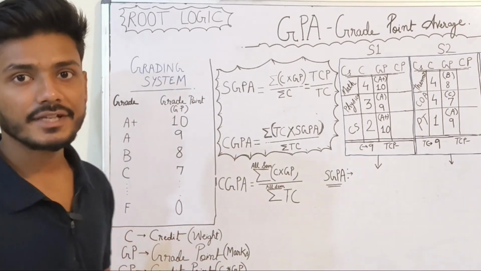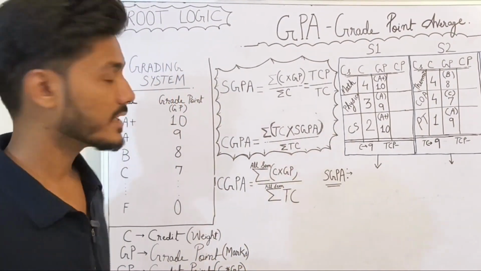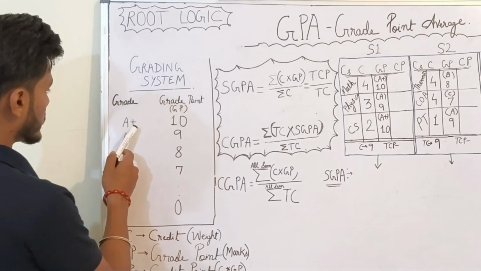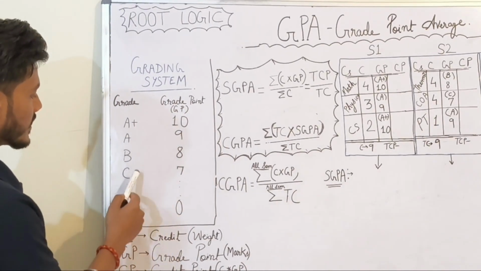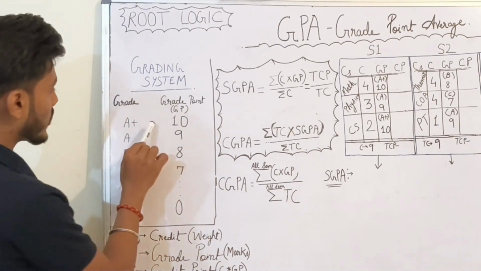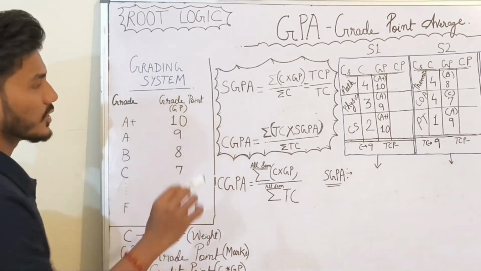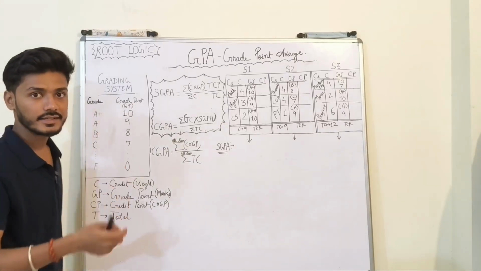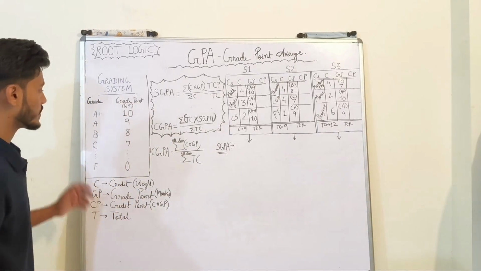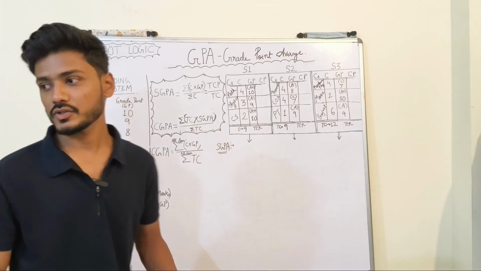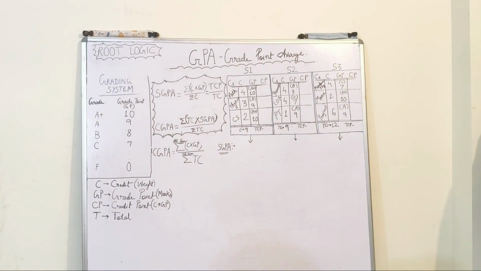Before starting this, we first need to understand the grading system. This may differ from institute to institute. In my case, BIT follows this one: A plus, A, B, C. These are grades. Accordingly, A plus is associated with 10 points. You can say marks. As I said, this can be different from institute to institute, so I can show you mine.